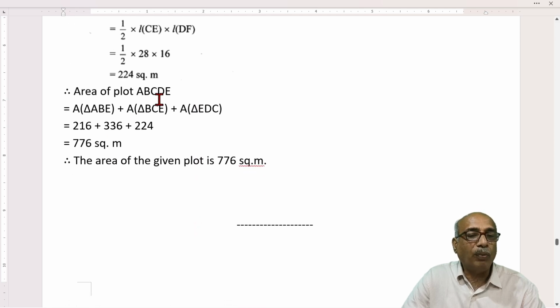Now area of plot ABCDE equals area of triangle ABE plus area of triangle BCE plus area of triangle EDC, what you have calculated above. 216 plus 336 plus 224 equals 776 square meter. Therefore, the area of the given plot is 776 square meter. I'm sure it is easy.